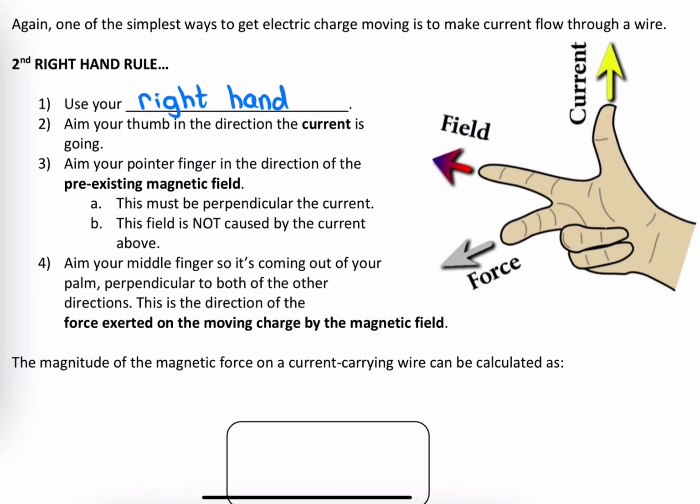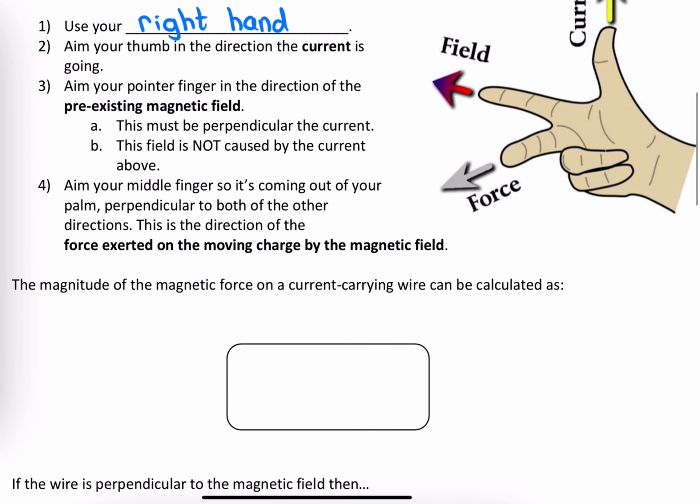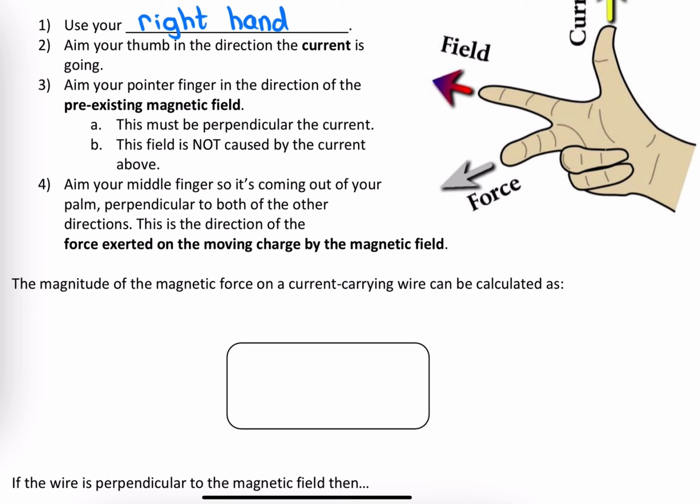Let's run through that one more time. When I have an already existing field going in this direction, and then I run some electric current in a wire through the field in this direction, that current will feel a force in this direction. So that tells us about the direction of the force on a current carrying wire in a magnetic field. Let's now get a formula that'll tell us about the magnitude of that force.